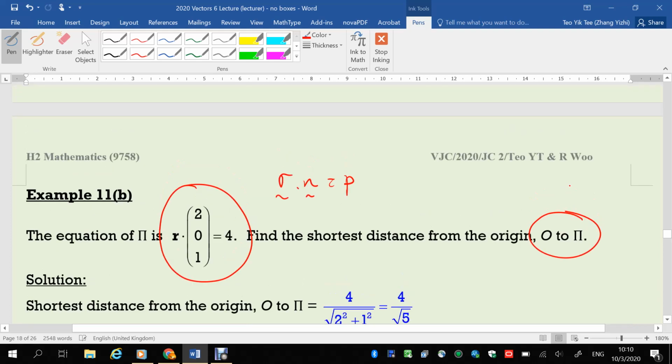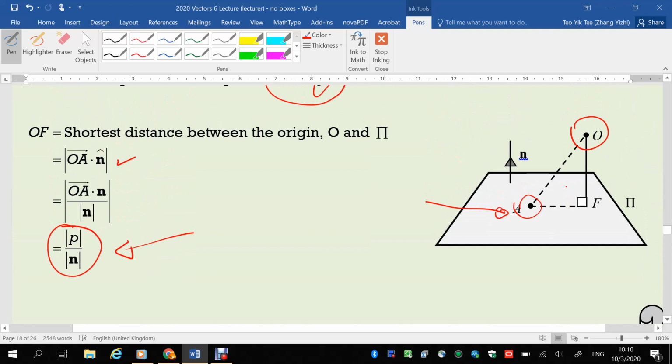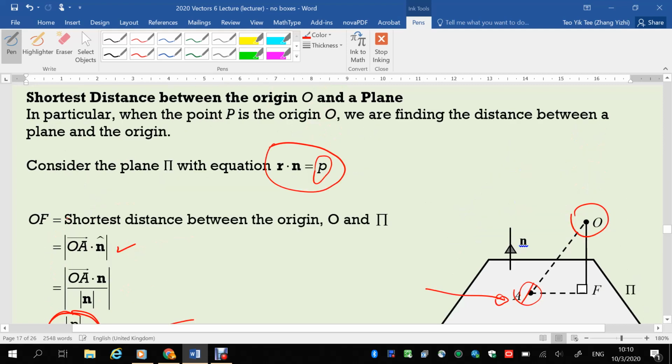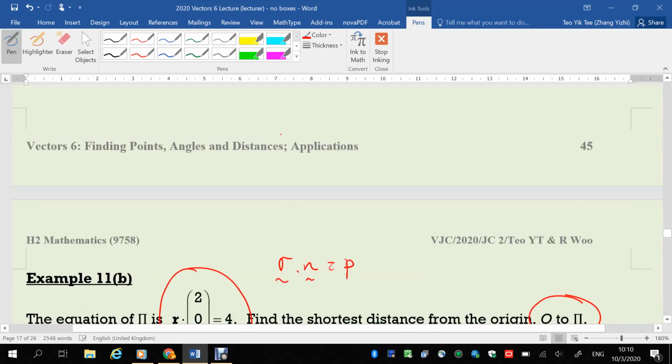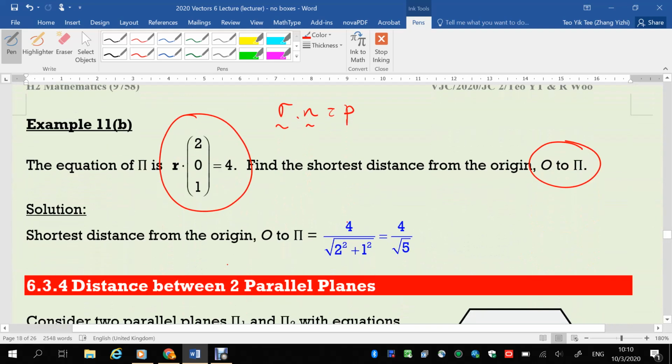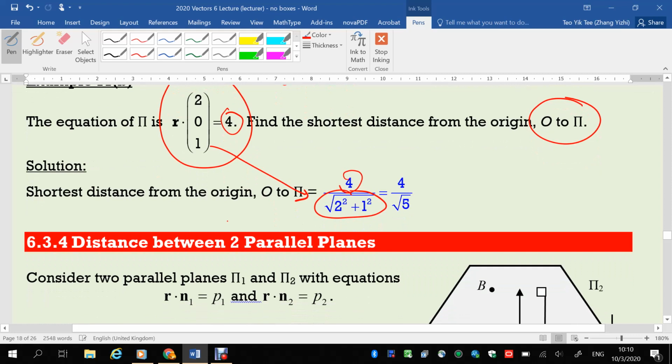So of course you can actually go through the whole process, okay, guess a point on the plane and proceed. But if you just want to pull out the formula, the distance between the origin and the plane is just the p value divided by the magnitude of n. So activating the formula, it is just p value divided by magnitude of n. And this was the shortest distance from origin down to a plane.